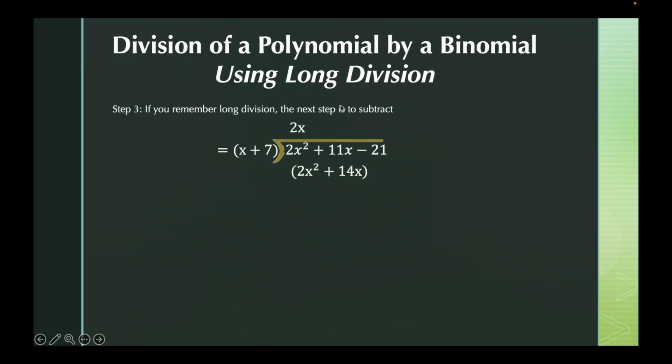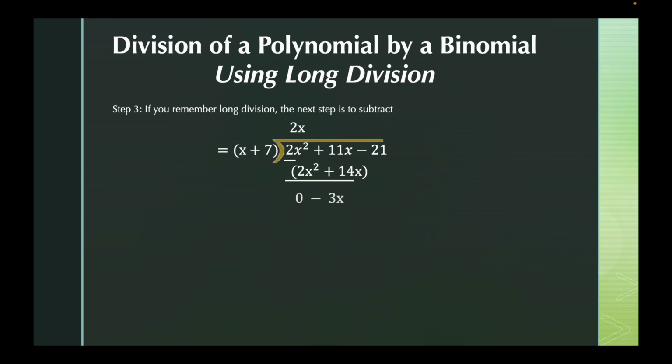Now you should know that at this point, you should actually subtract what you have in this part of the division problem. So you're going to be subtracting the 2x squared with the 2x squared and the 11x with the 14x. So you're also using adding and subtracting like terms in your brain as well.